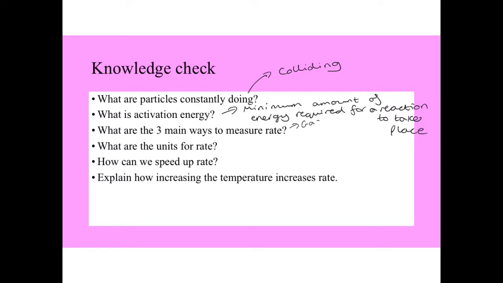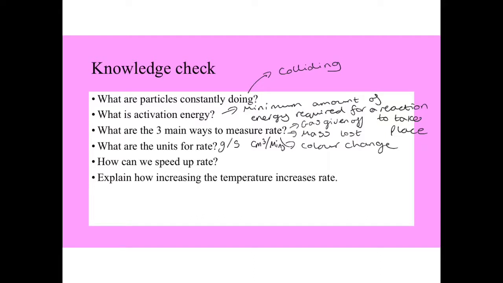3 main ways to measure rate: gas given off, mass loss, and colour change. What are the units for rate? It's like grams per second or centimetres cubed per minute.